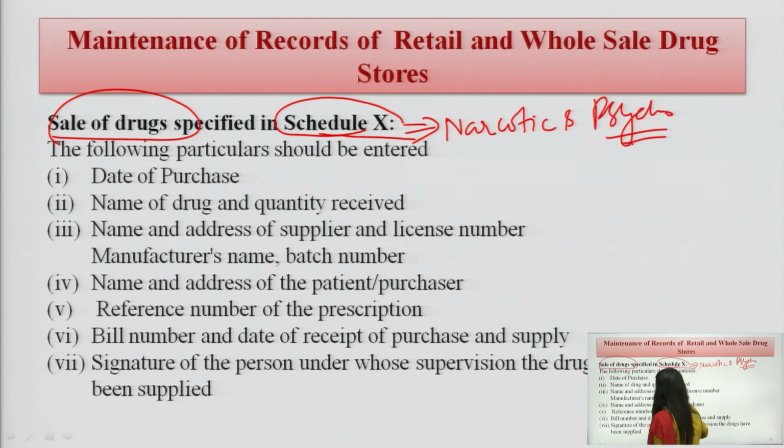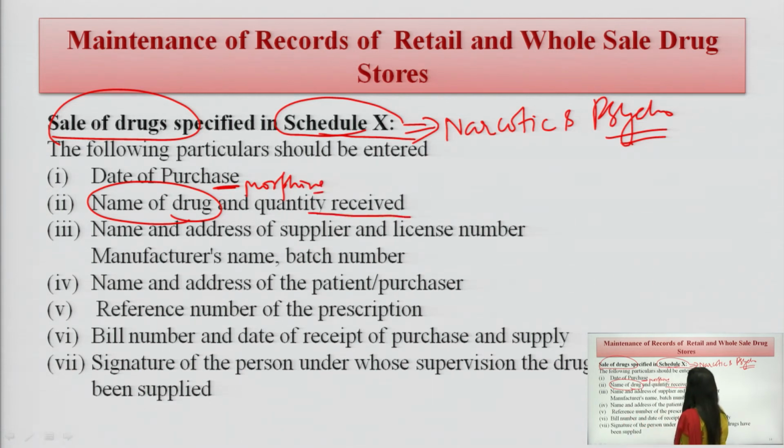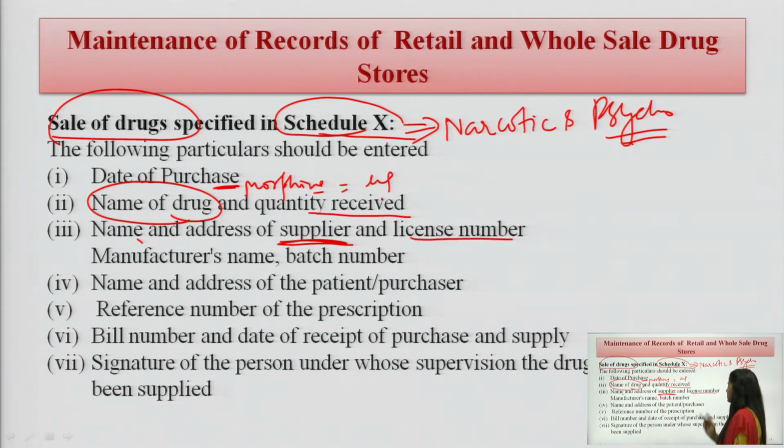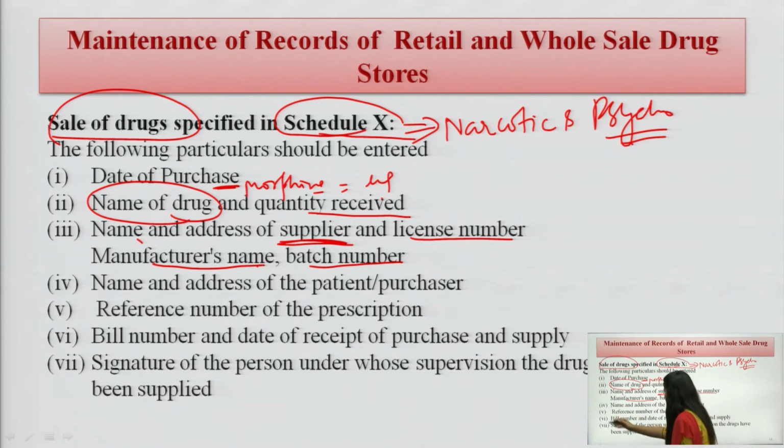So, it should be given carefully. We will see how the points are different here. Date of purchase should be there. Name of drug, if we are writing like morphine, the patient had taken morphine, and quantity received in micrograms, how much the patient had received. Name and address of the supplier, from whom we have taken it, and what is the license number of that supplier, who actually manufactured that drug, and batch number. This is same as we have seen previously for the purchase also. What is different here we will see.